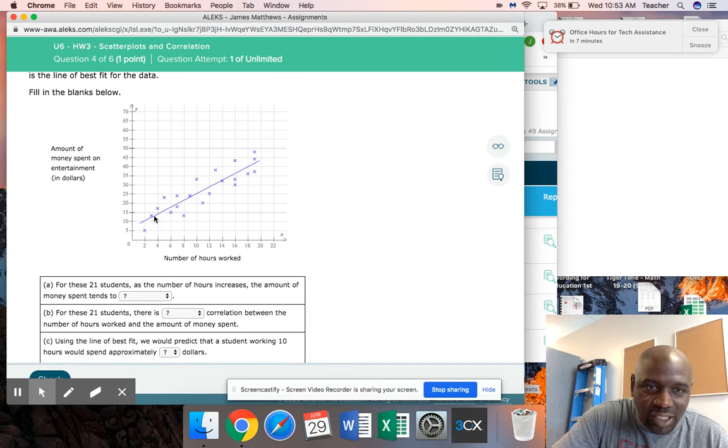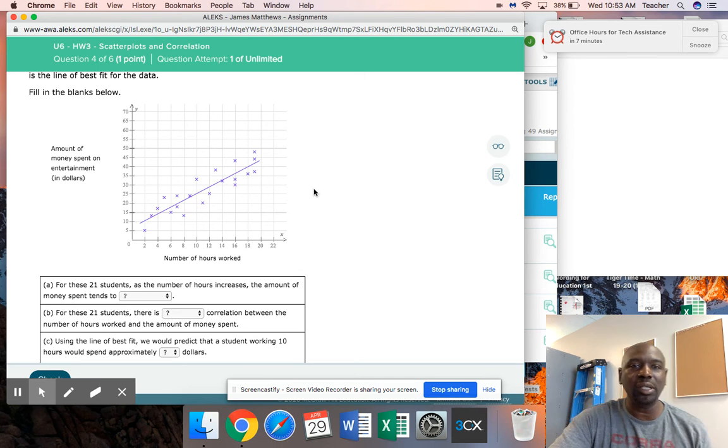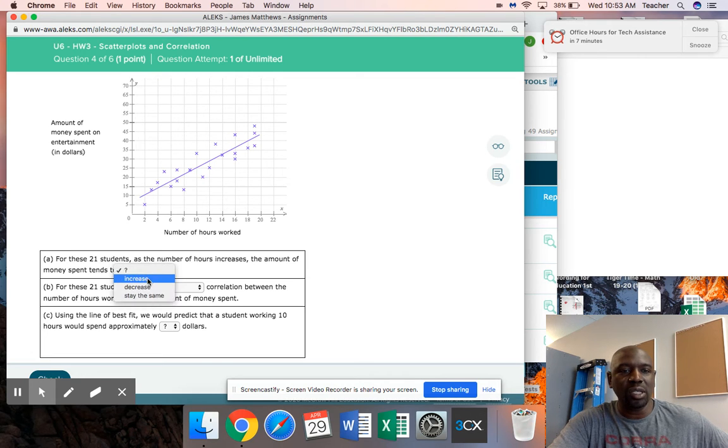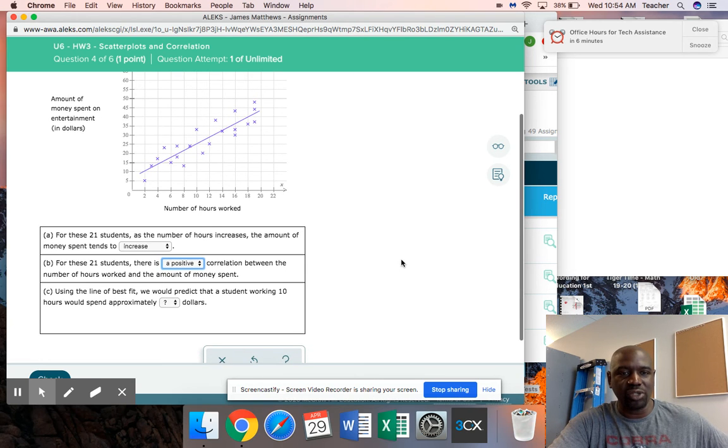My line of best fit kind of fits right in the middle. I see my correlation is kind of tight around the line. So if I had to give a number, it would be a number close to +1. That's not what it's asking here, but I wanted to throw that in there. Now, for these 21 students, as the number of hours increased, the amount of money spent also increases. Now, for these 21 students, there is a what kind of relationship? If one increases and the other one increases, that makes it a positive correlation, a positive relationship.